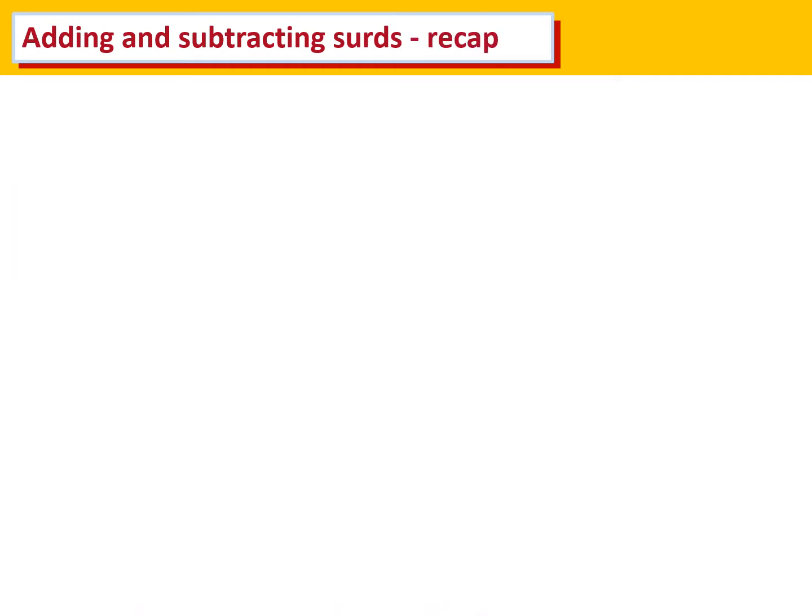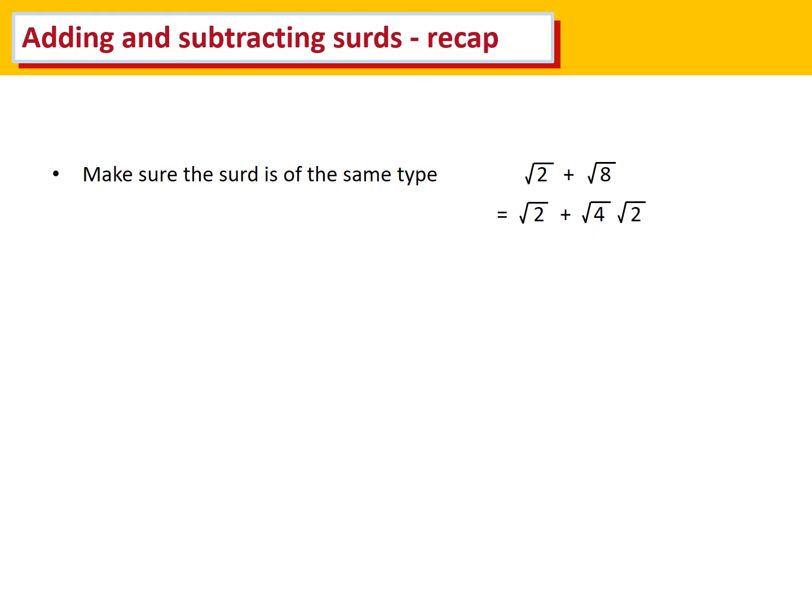Let's put this all together in a short recap. We need to make sure the surd is of the same type. So in root 2 plus root 8, we need to simplify the surds. Now we can't simplify root 2, but we can simplify root 8 because we can write it as root 4 times root 2. Now root 4 is just 2. So that last part becomes 2 root 2. And if we've got 1 root 2 added to 2 root 2's, we've got 3 lots of root 2.